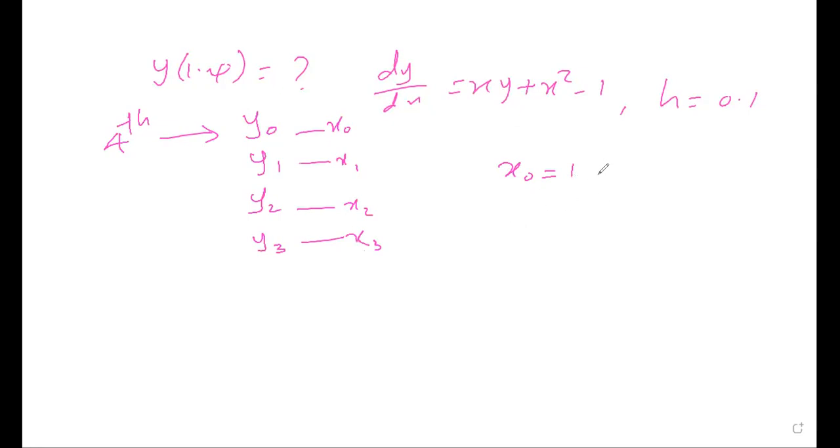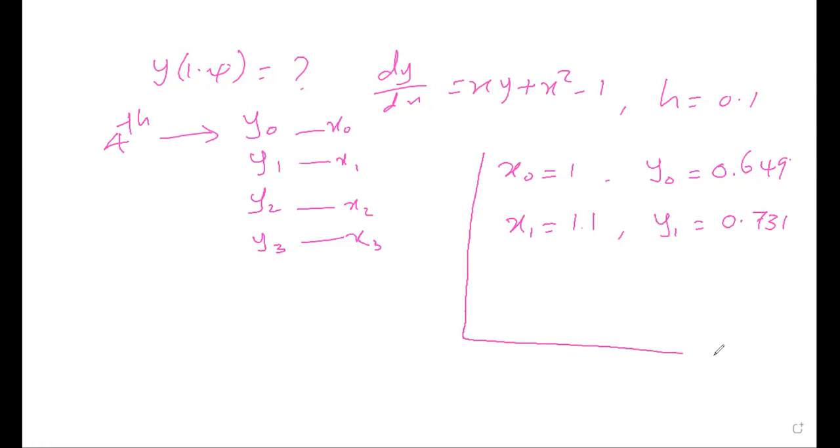Please write this down under that question. I think it should have been given. y0 is equal to 0.649. x1 is equal to 1.1. y1 is equal to 0.731. This is the tabulated value, so they will give it to you in the question. Don't worry. Sorry. These are the tabulated data values.